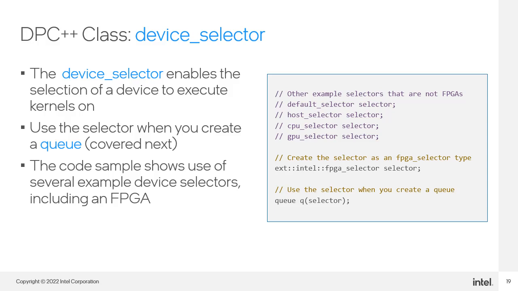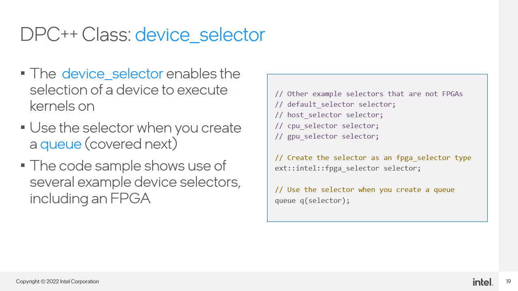We use the device selector when we create a queue, as shown in the example snippet. See how we have selected the FPGA as the device for acceleration in the code snippet using the construct ext::intel::FPGA_selector selector. The comments in purple show how to make selection for other devices.